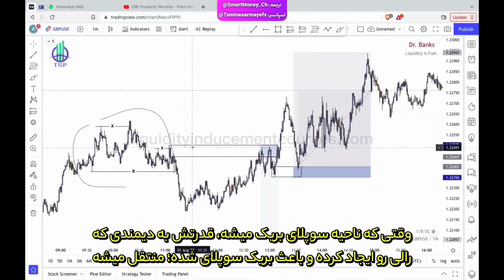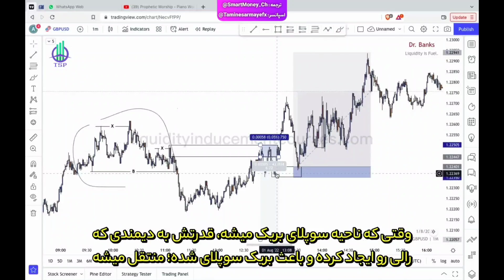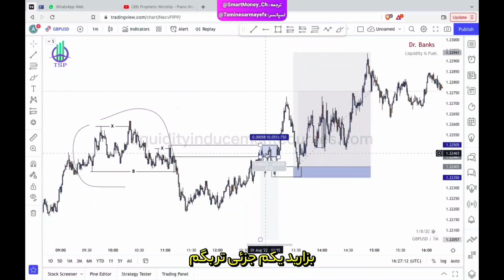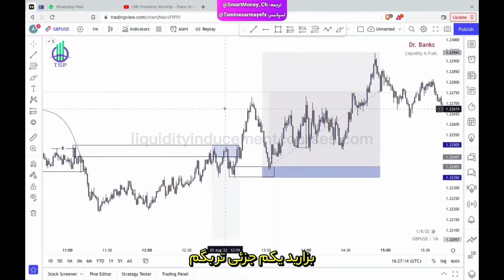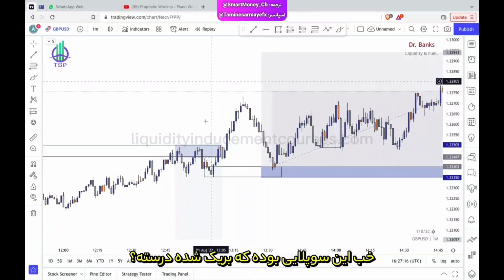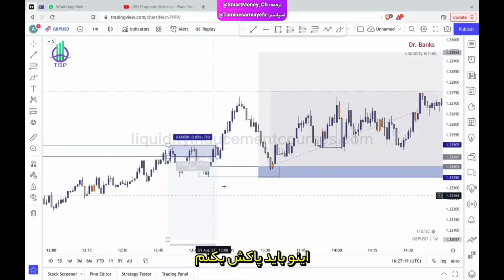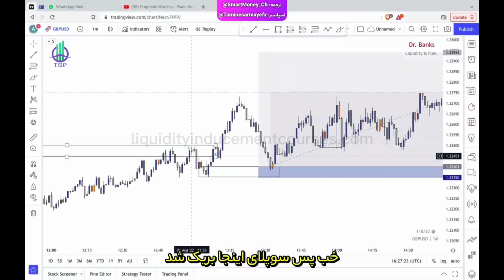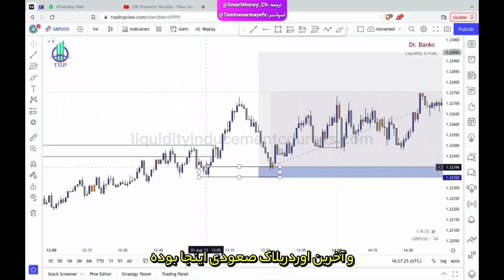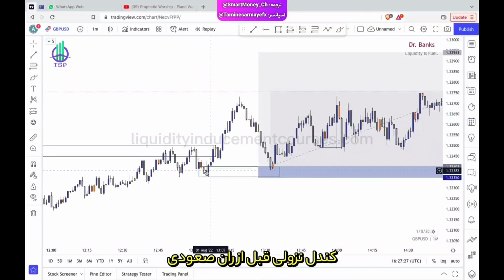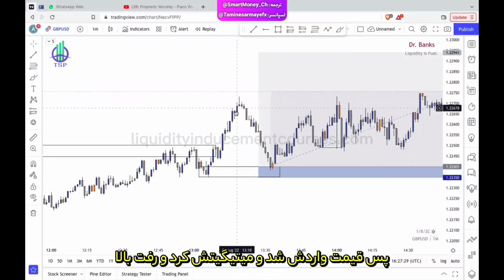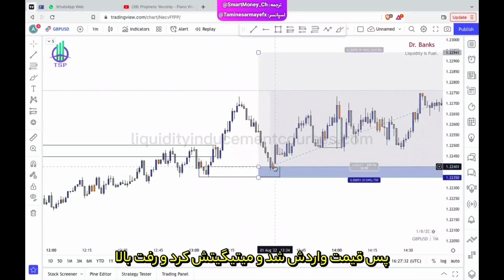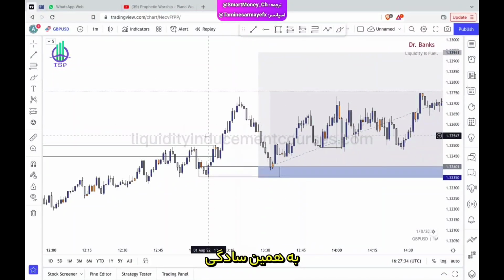Once the supply level is violated, it transfers potency to the demand block that sponsored the rally that took out the supply. Let me go in depth on that. This was the supply level that was violated. I'll have to delete this. Supply level violated at this point, and then we have this last bullish order block, a bearish candle before a bullish one. Price came back in, mitigated this and continued up. It's as simple as that.